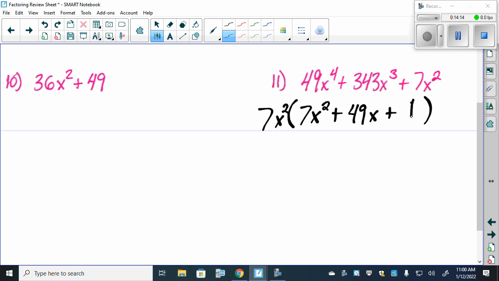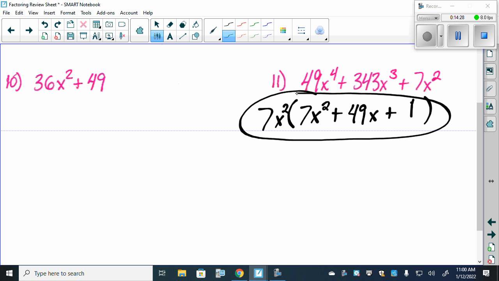And that's actually it. Because there's no way that I can take the factors of 7 and the factors of 1 and somehow multiply those factors together, multiply and add them together, and get 49. It's just way too big. So this here is done. And if we did take the square root of b squared minus 4ac, we would see that we would get a decimal answer. So this is as far as it goes.